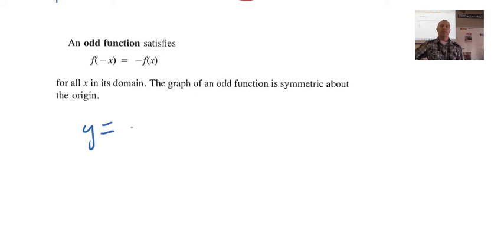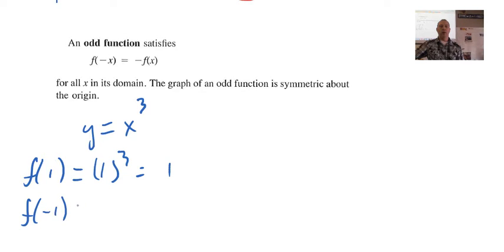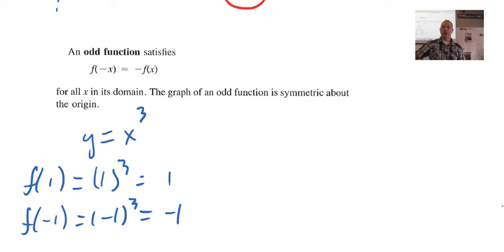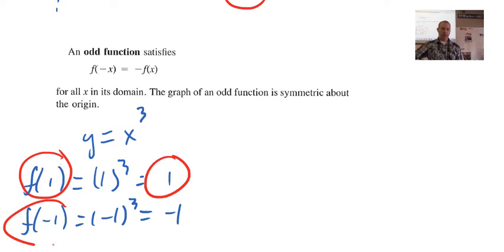All right, so y equals x cubed. Let's test that one out. f of 1 is 1 cubed, which is 1. f of negative 1 is negative 1 cubed, that is negative 1. So is this an odd function? Absolutely. f of positive 1 is positive 1. f of negative 1 is the opposite. So yes, this is an odd function.